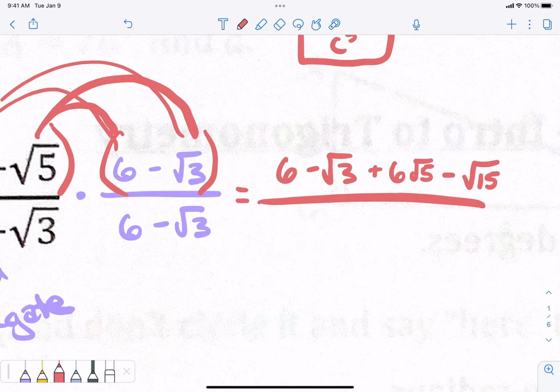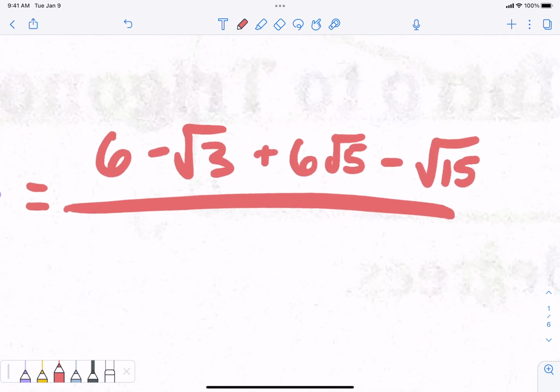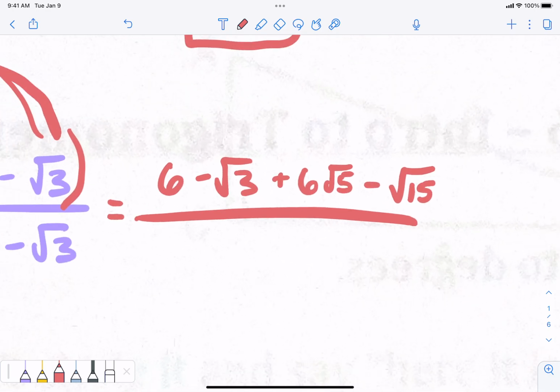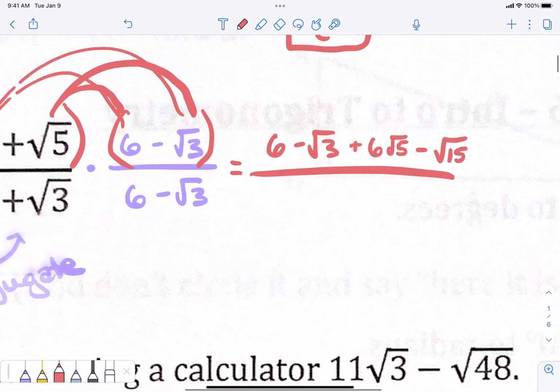Okay? And then, all right, let's just look at that top real quick. Can we reduce anything or put anything together in the top? No. They have all different bases, so we cannot put anything together. The square root of 3 and the square root of 5, we can't put those together. When you're adding and subtracting, they have to be exactly the same base. You can multiply them if they're different bases, but you can't add and subtract, okay?